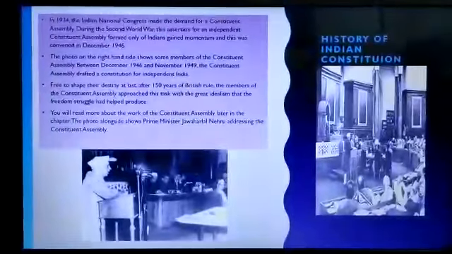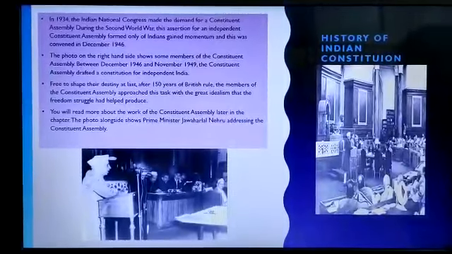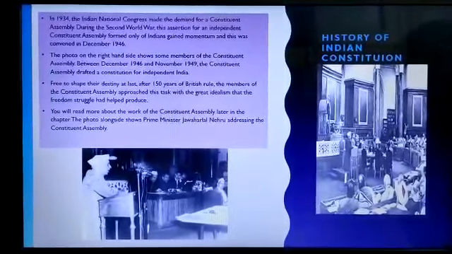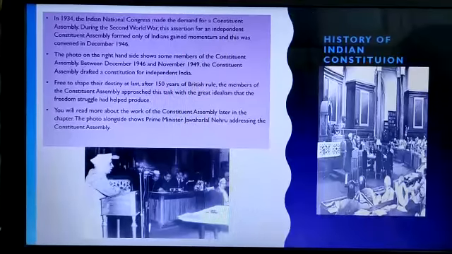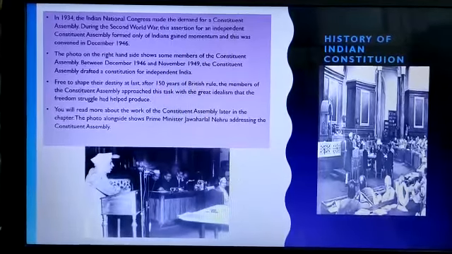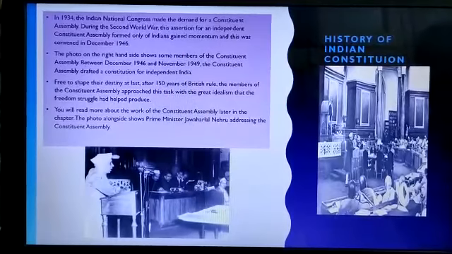In 1934, the Indian National Congress made the demand for a constituent assembly. During the Second World War, this assertion for an independent constituent assembly formed only of Indians gained momentum, and this was convened in December 1946. The photo on the right hand side shows some members of the Constituent Assembly between December 1946 and November 1949. The Constituent Assembly drafted a constitution for independent India.